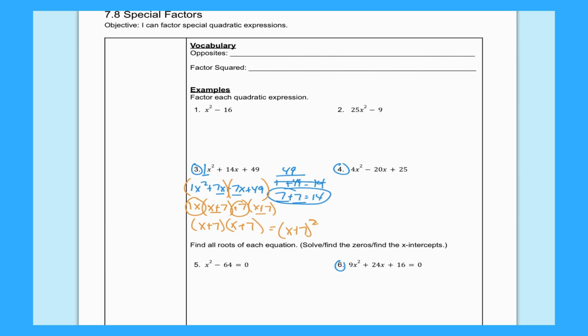Okay, so it's always going to be like this with these special problems. What makes it special is that this is a perfect square, so that's 7 squared. And then not only is that a perfect square, but if I take 7 and double it, we get the middle number, 14.